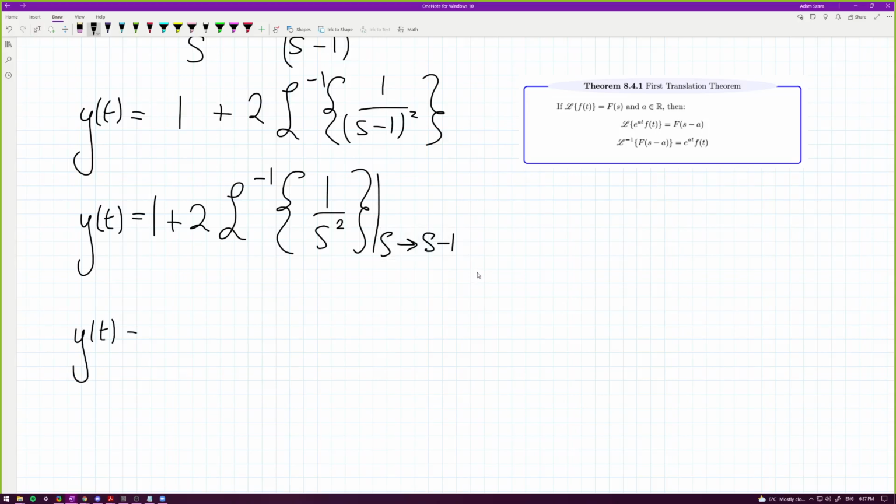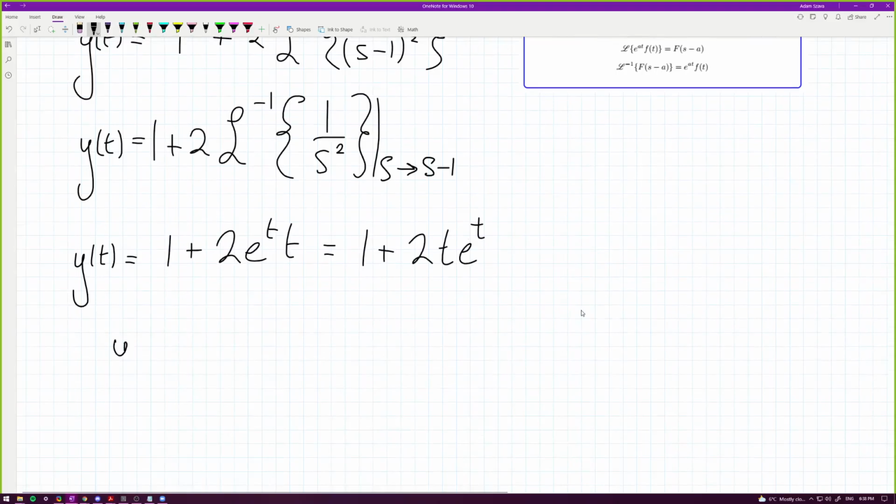So y of t equals 1 plus 2. And now what's this? Well, it's going to be e, so f of s minus a. So f of s minus 1 is going to be e to the t. And then f of t, well, what's the Laplace inverse of 1 over s squared? That's just t. And a nicer way to call it is 2 e to the t. And then I'm just going to write this as 1 plus 2 t e to the t. It's just a little bit of a nicer way to write it.